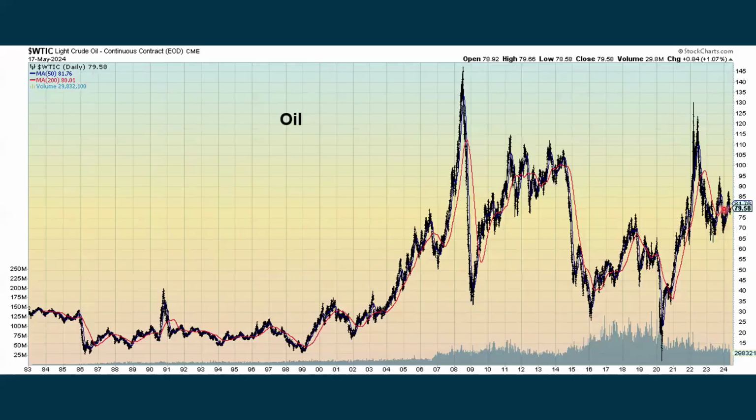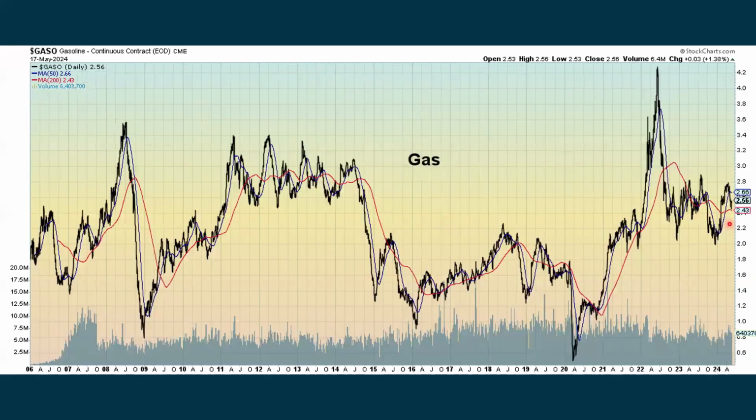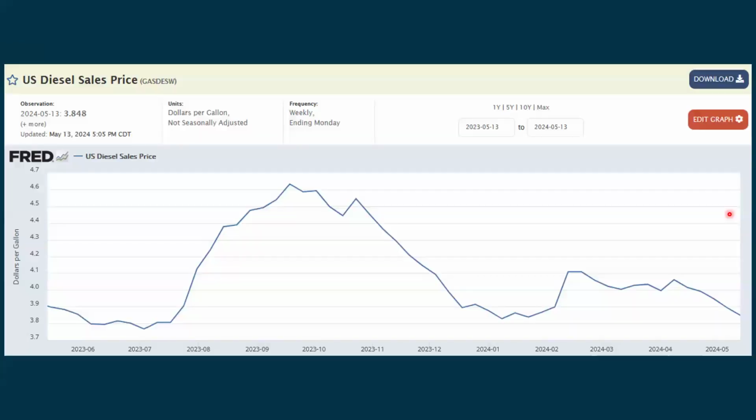Oil, which really spiked up when things started to escalate in Israel. Lately, it's been falling back and we're under 80. Gas, which is in an uptrend, but it has been pulling back, starting to bounce off of its 200-day moving average. And diesel also has been pretty much declining over the last few months, because this is how much does it cost to ship products using trucks and railroads.